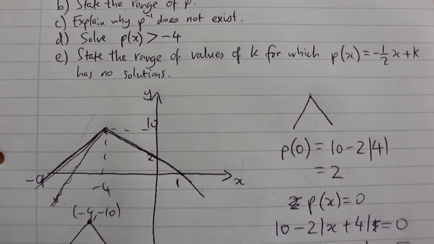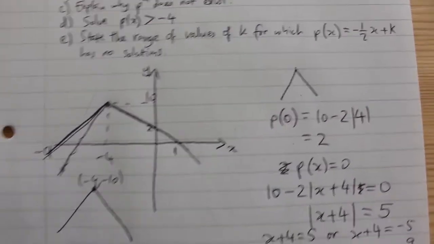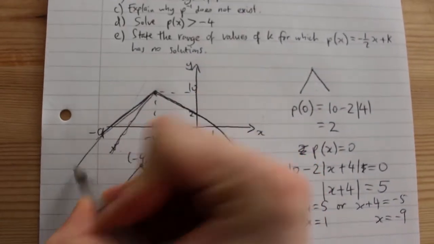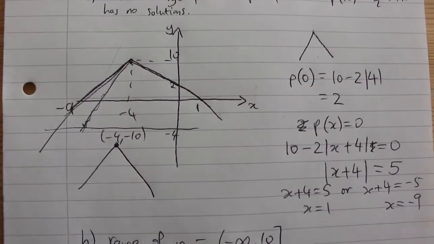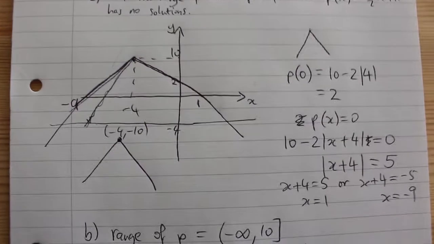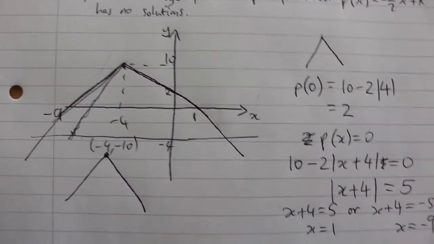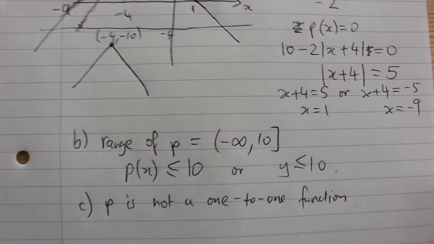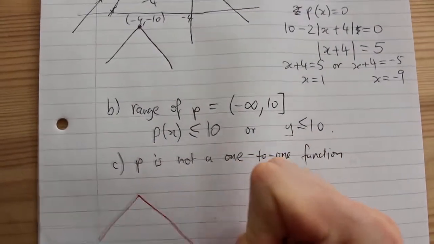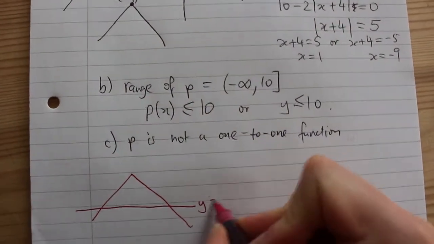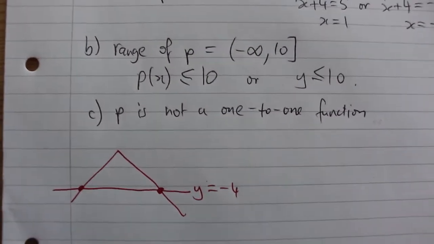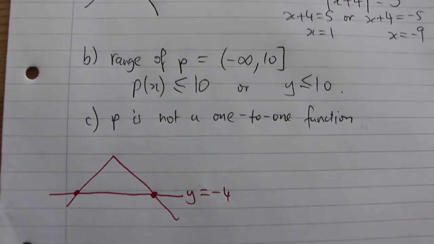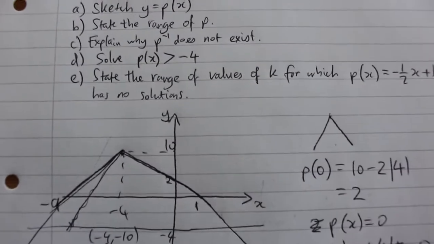Okay, part D. Solve p of x is greater than minus 4. So the graph we've drawn helps a little bit, because if we were to draw a line, y equals minus 4, this graph is a complete mess now. Maybe I'll just redraw it. So we have this shape, and then we have this line, y equals minus 4. And there are 2 points of intersection. So if we can find those 2 points of intersection, it's in between those 2 points that p of x is greater than minus 4.